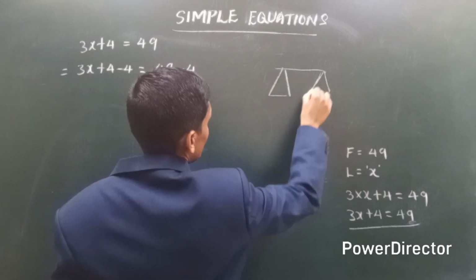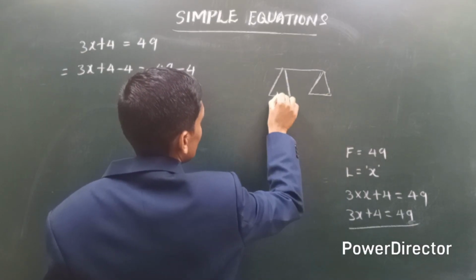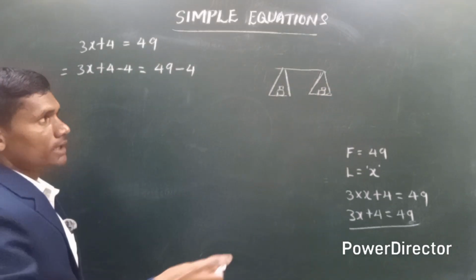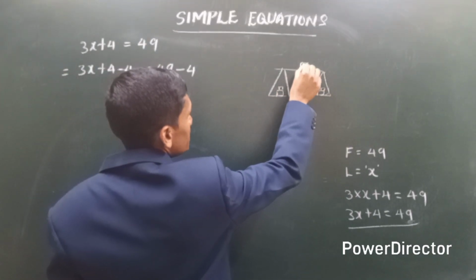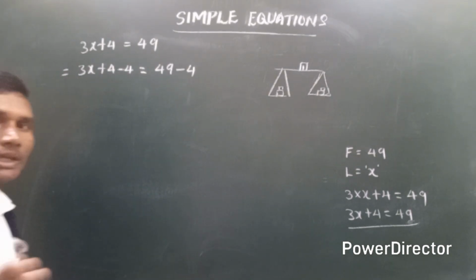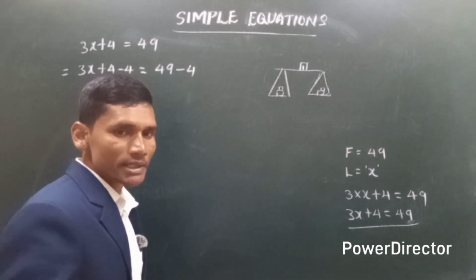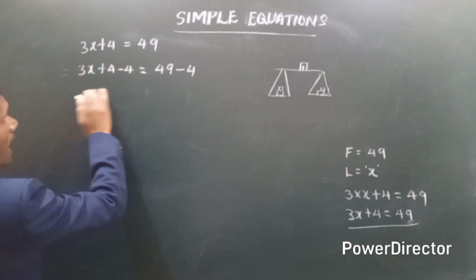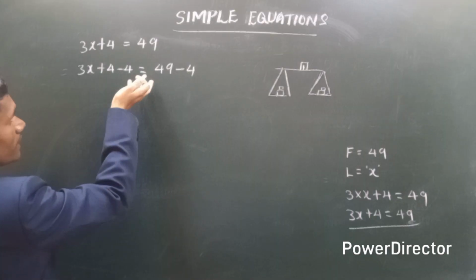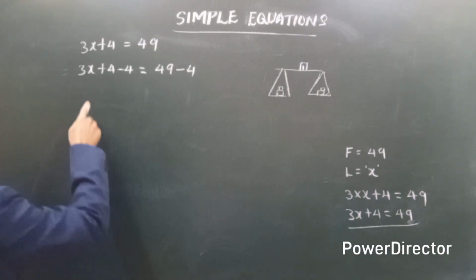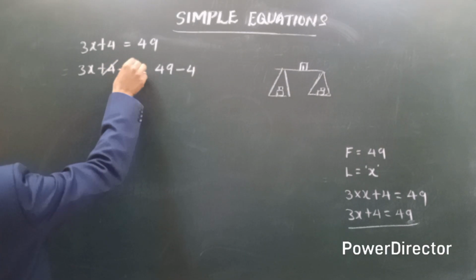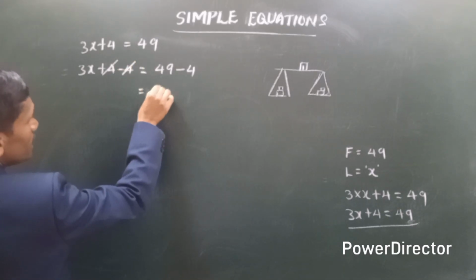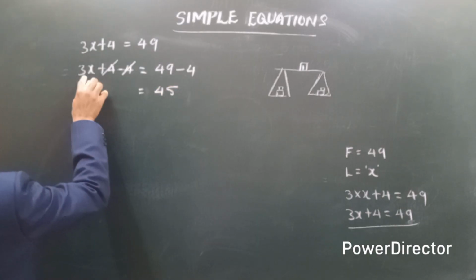If you add equal amounts to both sides, it is like equal weights: 1 kg here, 1 kg there, half kg here, half kg there. There is no change, the needle always stands at the center, the balance is maintained. In the same way, since we are adding an equal number to both sides, the equation is not affected. Now plus 4 minus 4 becomes 0. On the other side, 49 minus 4 gives 45, right? Here, what is remaining?